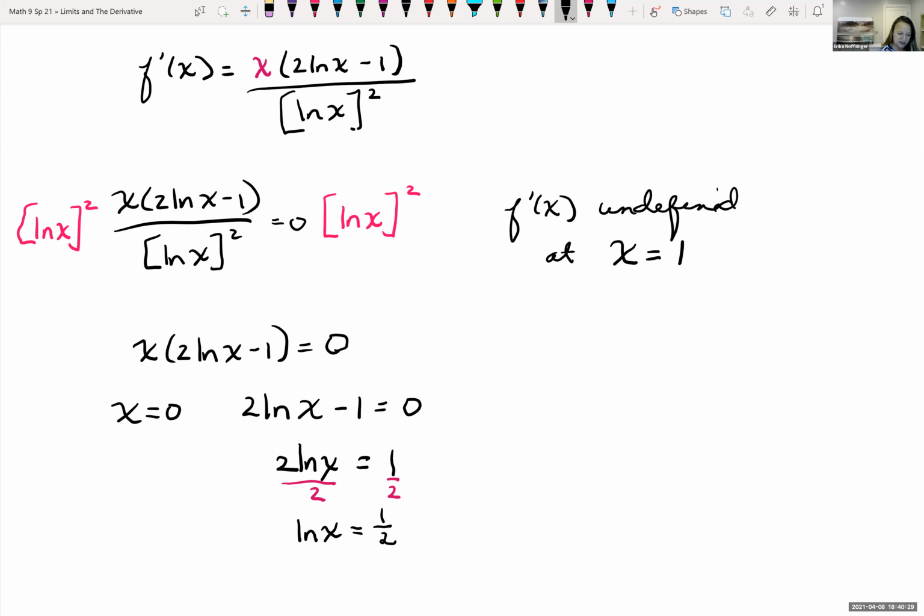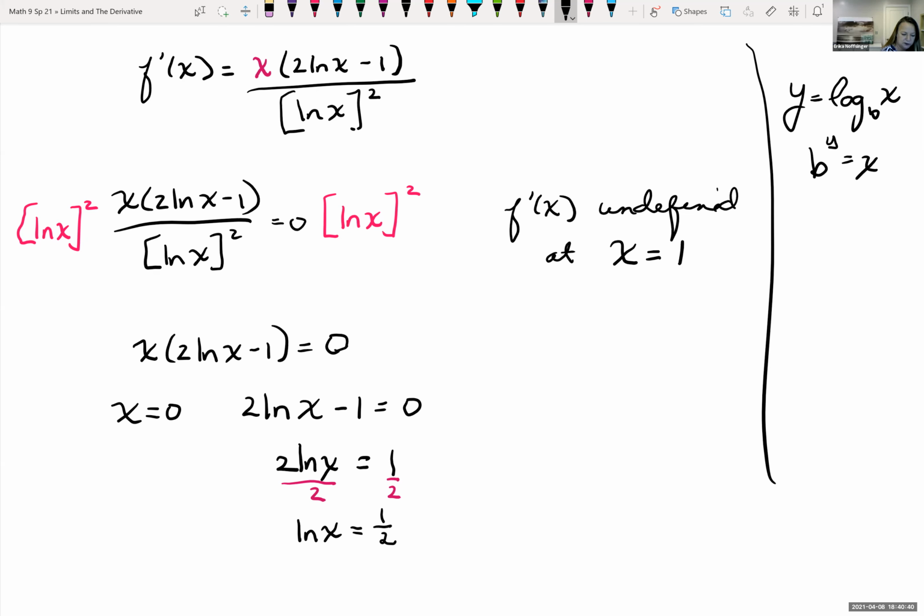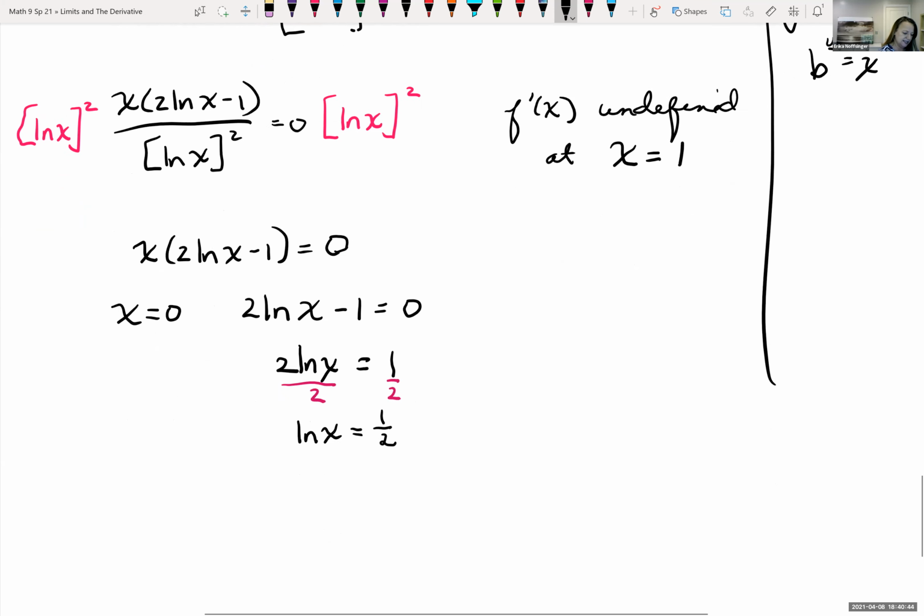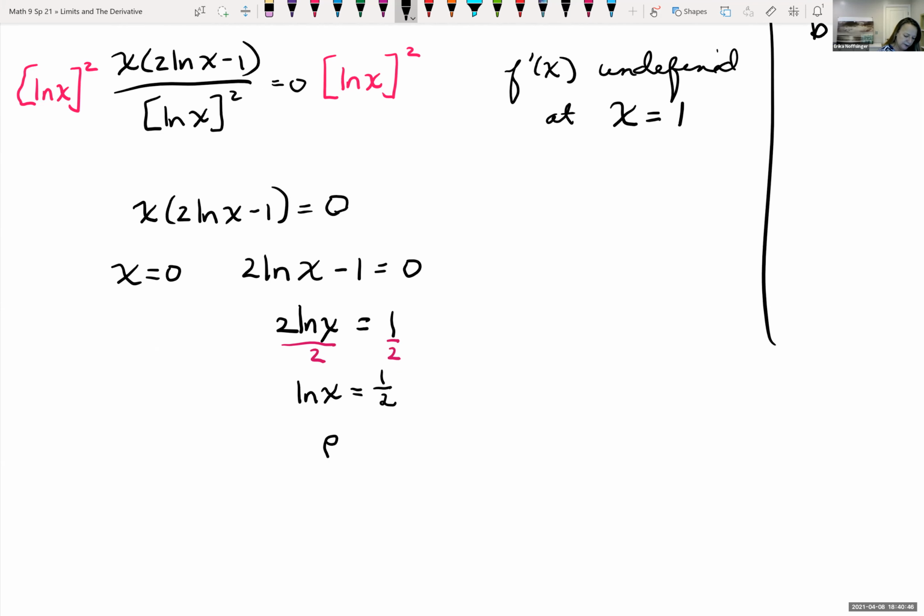Now use your definition of logs to rewrite it in exponential form. So take our base, raise it to the other side is equal to what you're taking the natural log of. Well, our base for the natural log is e. So e raised to the 1/2 power equals x. Another way to say that, right, is x equals, I can rewrite 1/2 power as a square root, so square root of e.